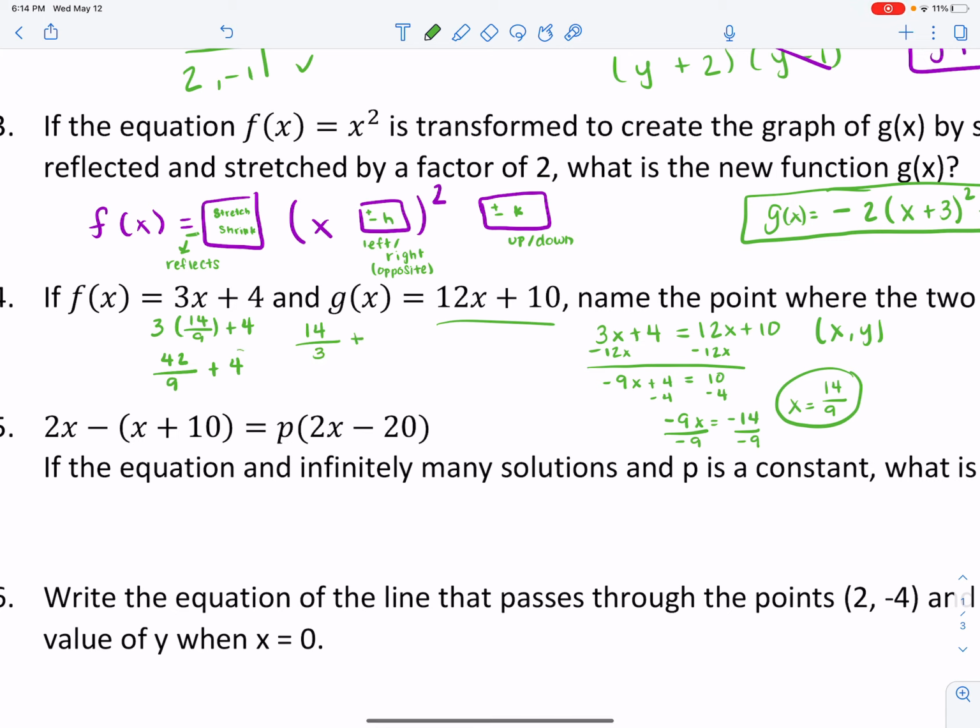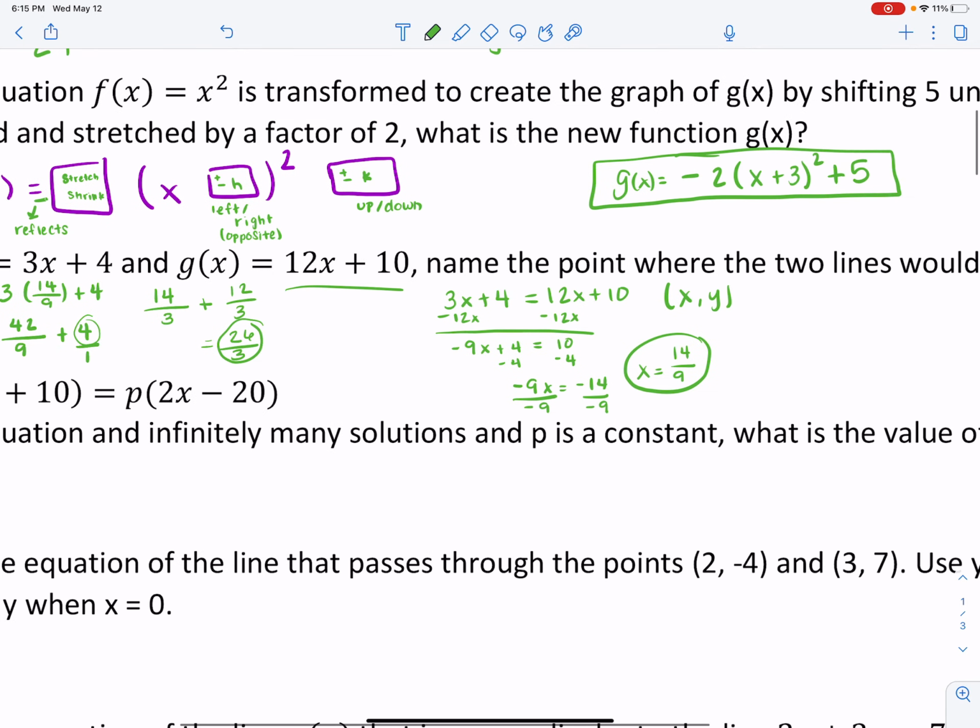Plus, now this 4 has to be changed to something over 3. So if right now it's 4 over 1, it's the same as 12 over 3. 14 plus 12 is 26. So 26 thirds is the y value. And that's really nasty, but that's the idea. So my answer is 14 ninths, 26 thirds.